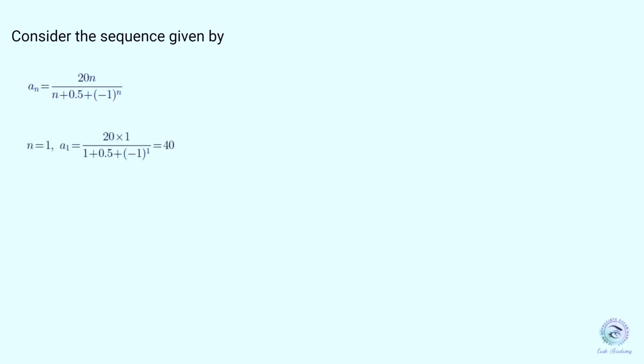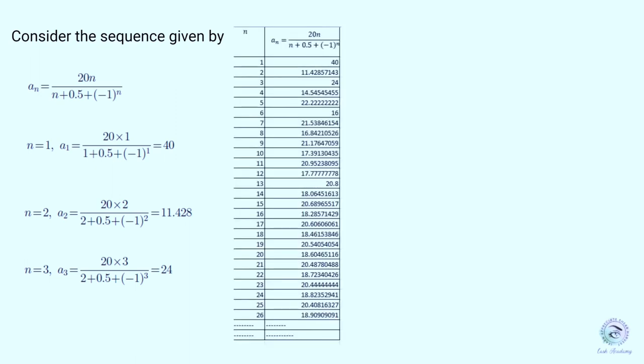Let's begin by concentrating on a specific sequence. Consider the sequence given by a_n equals 20n divided by n plus 0.5, plus (-1)^n. Let's list the terms of the sequence. The first term is obtained by plugging in 1 for n. The first term, a_1, is 40. Plugging in n equals 2, a_2 is 11.428. Plugging in n equals 3, a_3 is 24. The table lists more terms of the sequence.